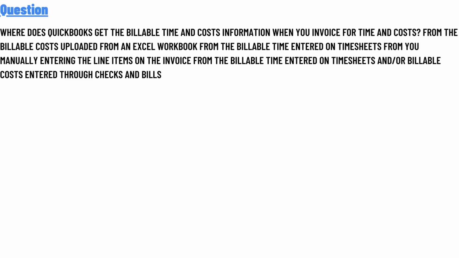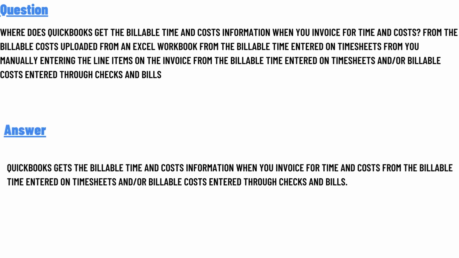So our today question is, where does QuickBooks get the billable times and cost information when you invoice for time and cost? From the billable costs uploaded from an Excel workbook, from the billable times entered on the timesheets, from you manually entering the line items on the invoice, or from the billable times entered on the timesheets and/or billable costs entered through checks and bills.